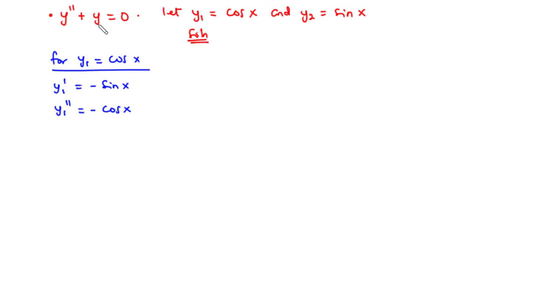Now calling on the differential equation, we have y prime prime, which is negative cos x, plus y, which is in this case cos x, equals 0. So on the left hand side we have negative cos x plus cos x, and that is equal to 0. On the right hand side you have 0. Since the left hand side is equal to the right hand side, it means that y1 is a solution to the differential equation.